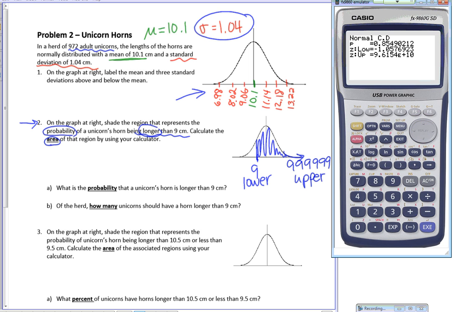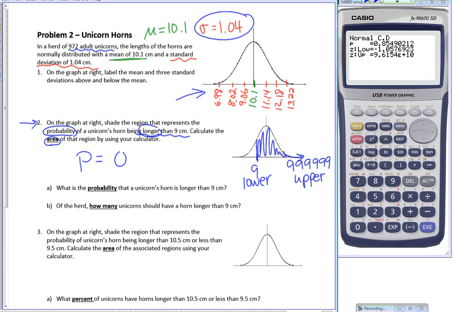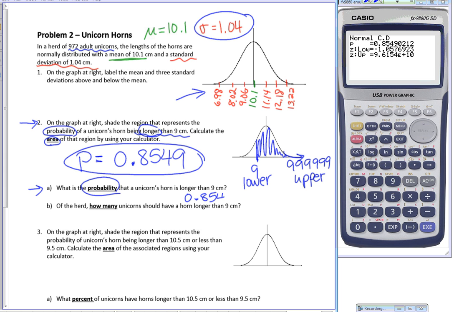And I can see my probability is 0.8549. So this one asked for the area, and the area is the same thing as the probability. So on A, it asks you what's the probability. That's going to be the exact same thing, the 0.8549.